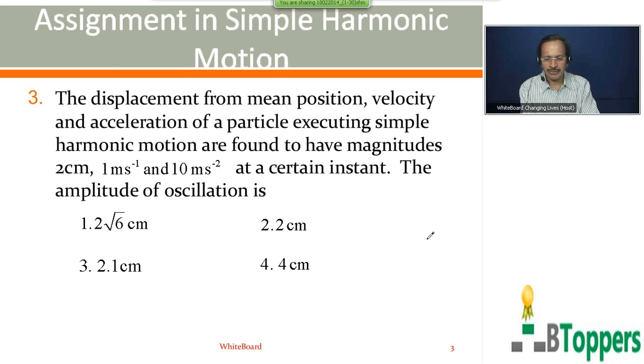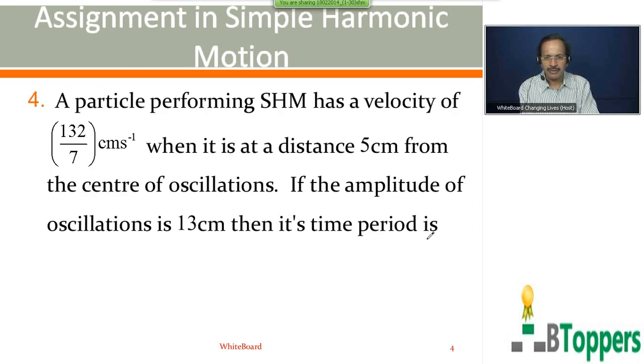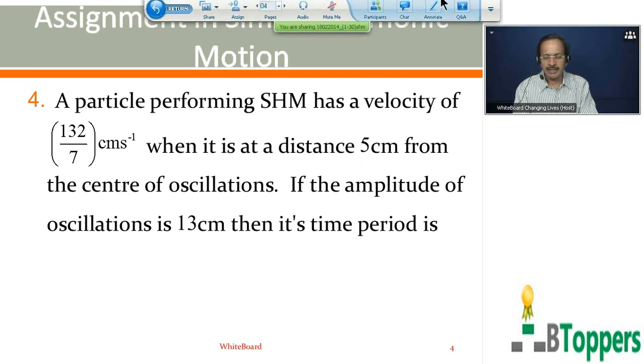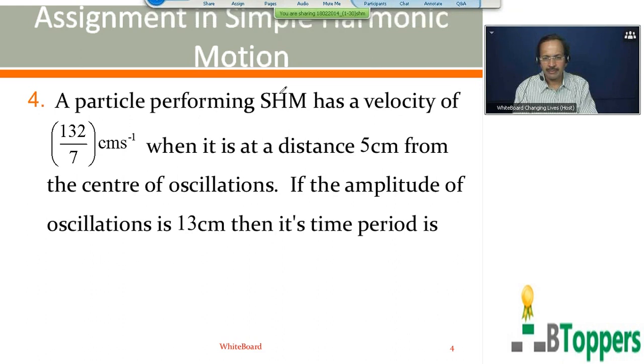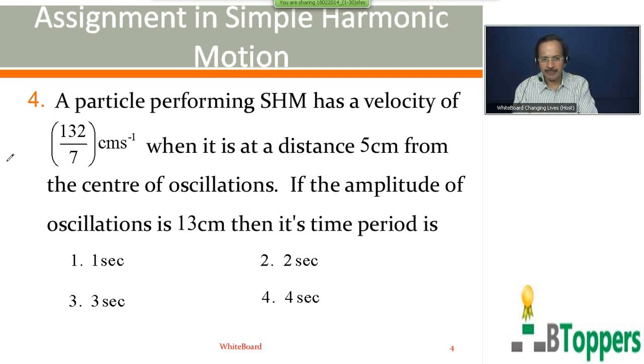I am going to show you the next question on screen. See the question number 4. A particle performing simple harmonic motion has a velocity of 132 by 7 centimeter per second when it is at a distance of 5 centimeters from center of oscillations. The amplitude of oscillation is 13 centimeter. Then its time period is. Shown options on the screen. Come on, take a pause and try the question.